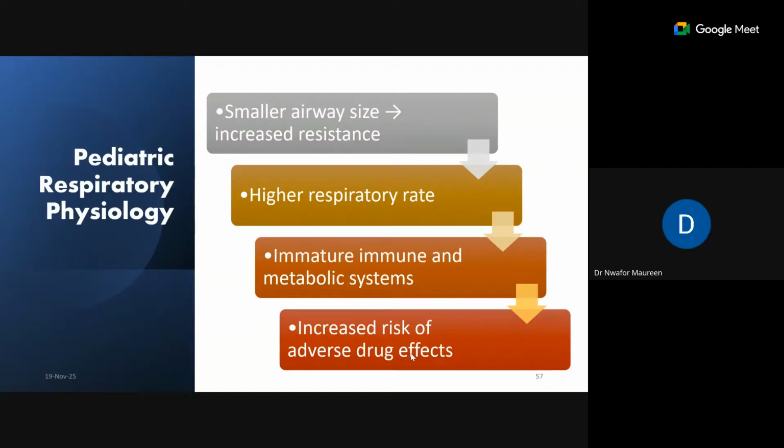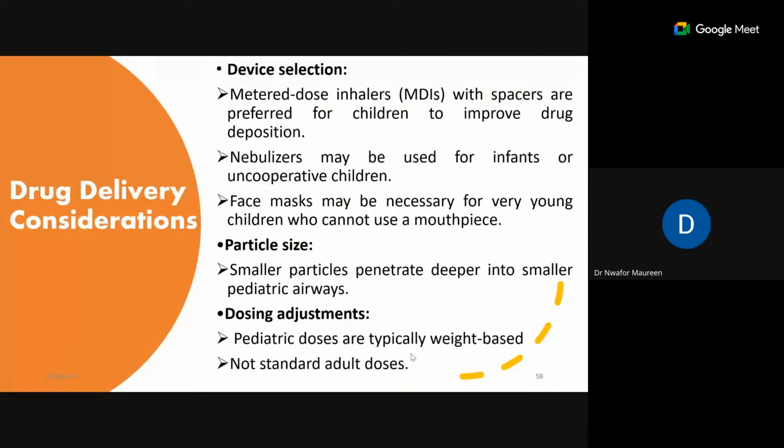Very, very important. A slight increase above the dose for this patient may cause them harm and make them prone to adverse drug effects. So we should be very careful in dosing these patients.